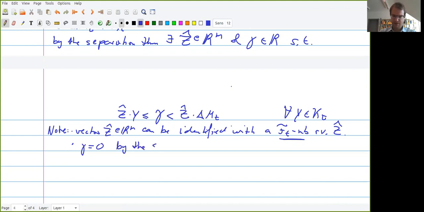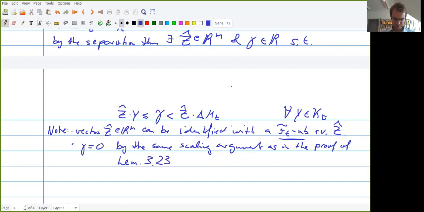By the same scaling argument as in the construction for the first fundamental theorem of asset pricing, where we said, well, if this gamma is strictly bigger than 0, we basically can scale up everything and then it has to be infinity. So this is as in the proof of the lemma, just for your reference, 3.23.